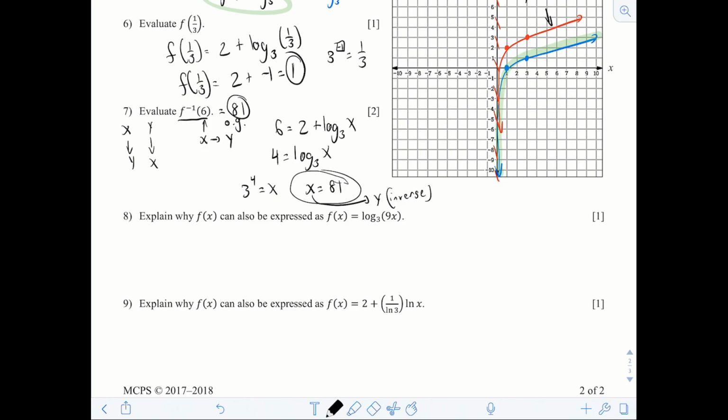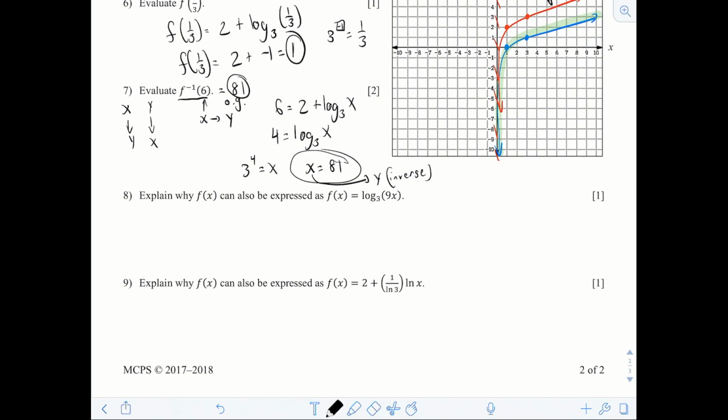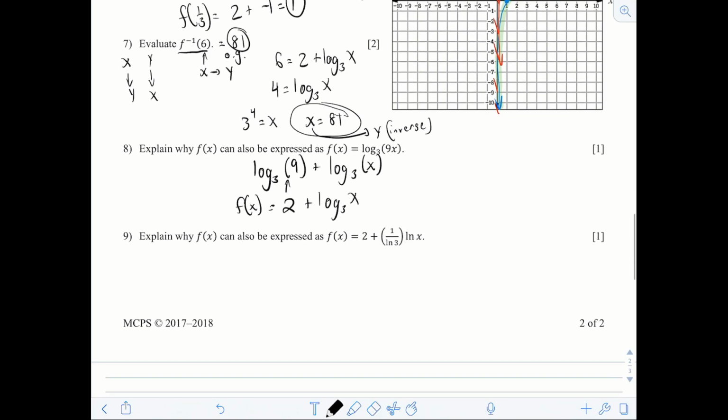So explain why f of x can be expressed as f of x is equal to log base 3 of 9x. So if I were to split these up, I can write this as log base 3 of 9 plus log base 3 of x. So that dealt with the first problem if I were to be expanding. And then I can also rewrite this log base 3 of 9. So 3 to the what power gives me 9? And that's going to be 2. So 2 plus log base 3 of x. And that is why it can be written that way, because I can just express it by expanding it.